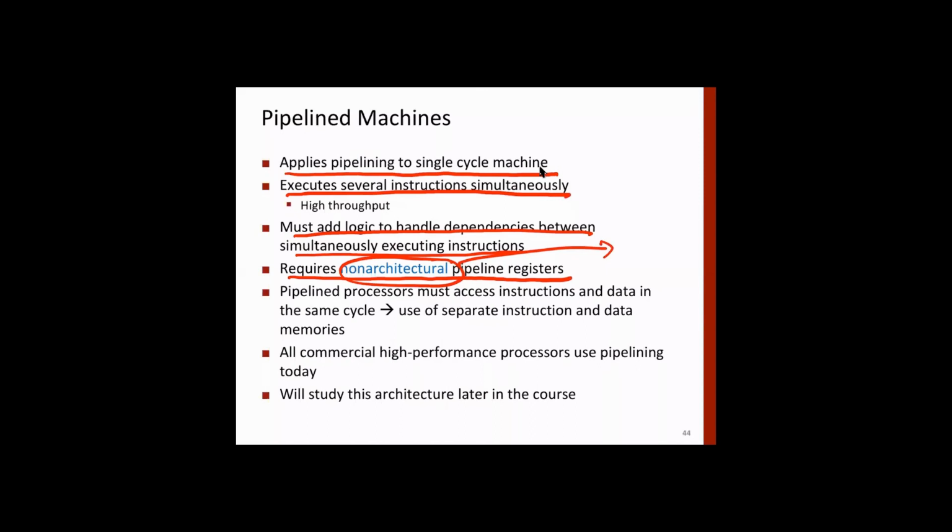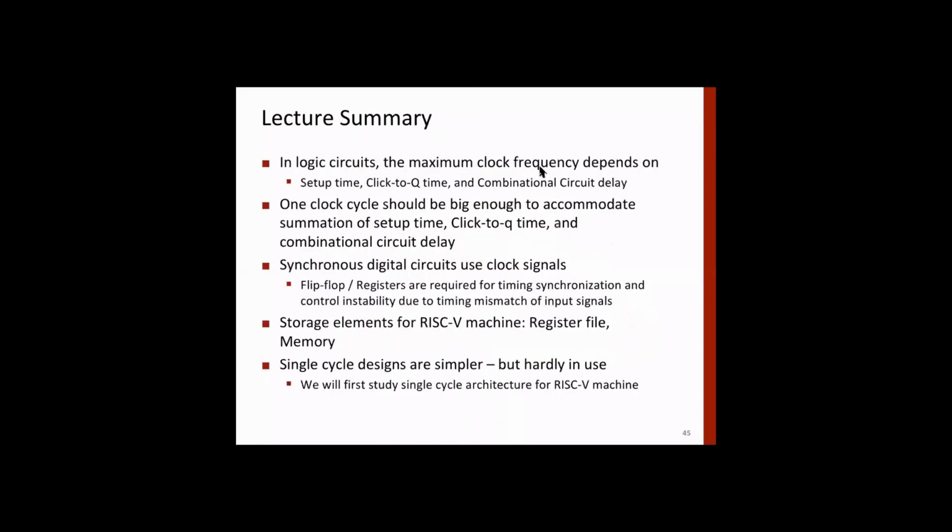So a pipeline processor must access instructions and data in the same cycle, and hence we need separate instruction and data memories. Almost all processors that are available commercially basically use pipeline machines. Clear? All right. So that's all for today.